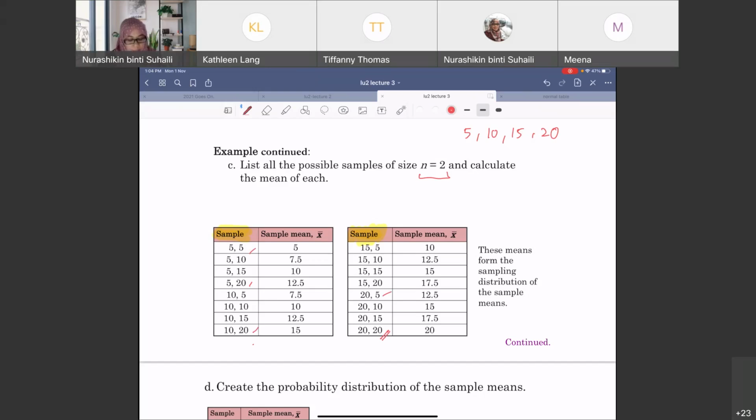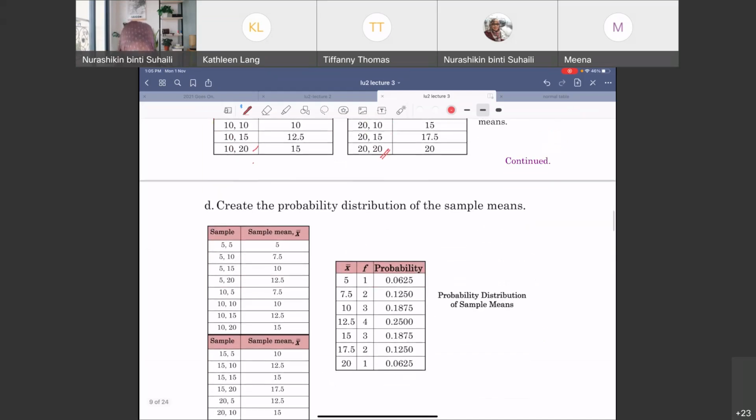And for each of these samples, we can find the mean. For example, the mean of 5 and 5 is 5, 5 and 10 is 7.5, and so on. Each of these represents a sample, and it has a mean value. So this is an example of a sampling distribution. I hope that you understand better what a sampling distribution is. We have these values initially in the population, and if we take samples from the population, it can be various combinations of those values.